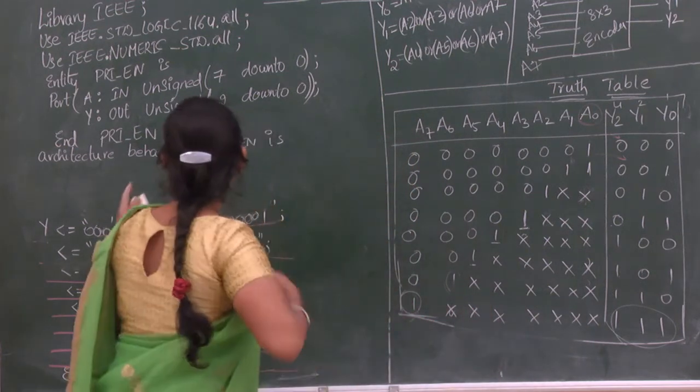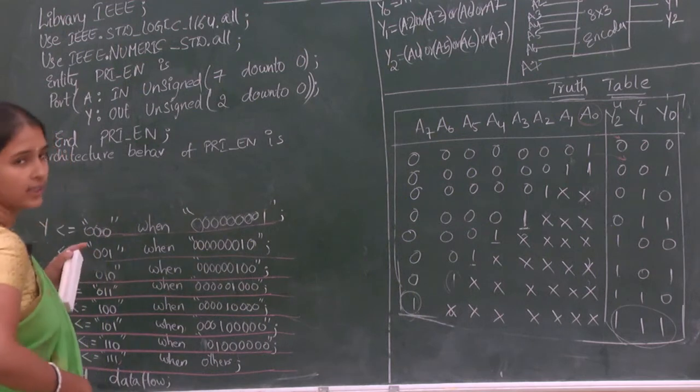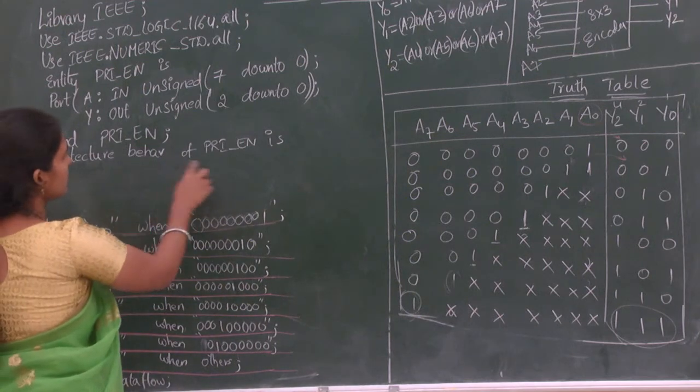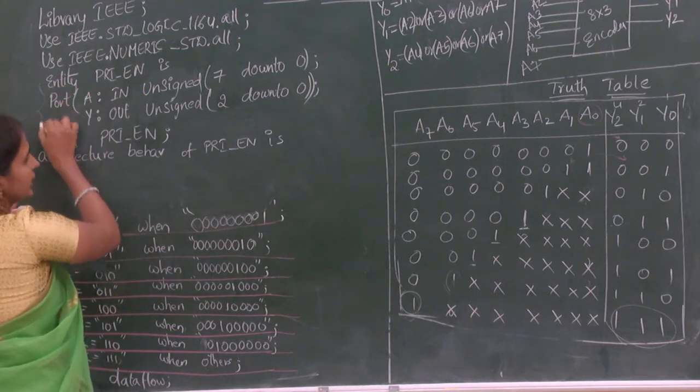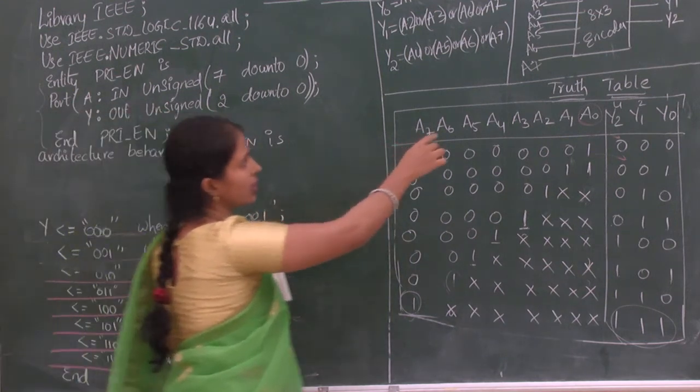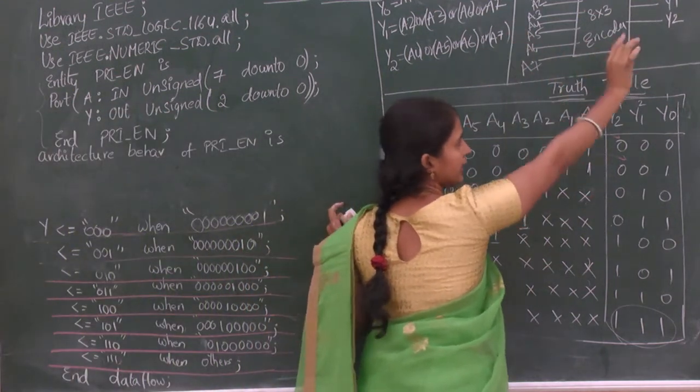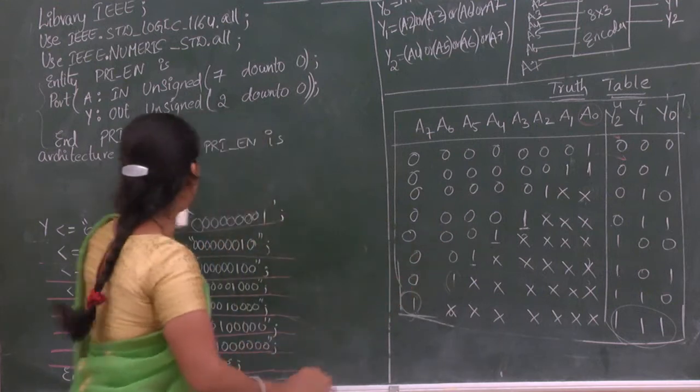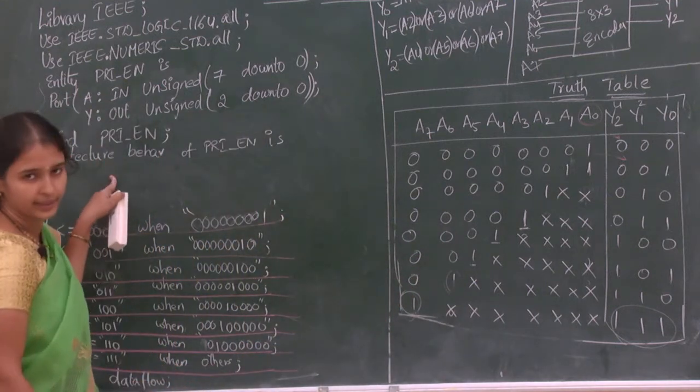Coming to the coding, how to write the code for this? See here, it is your entity declaration. In the entity declaration, you are taking all 8 inputs and providing 3 outputs. The same way, you will be writing your entity declaration.